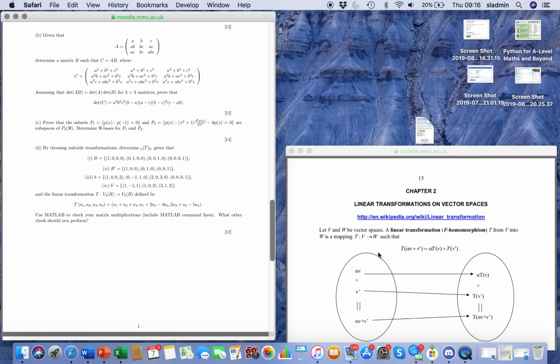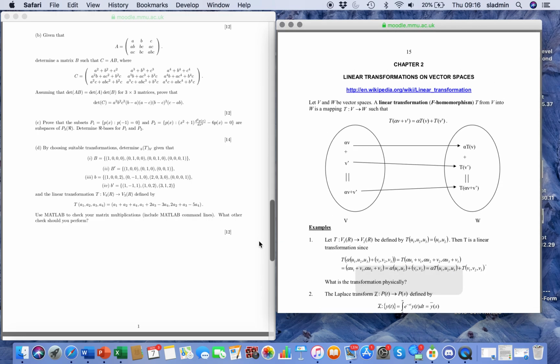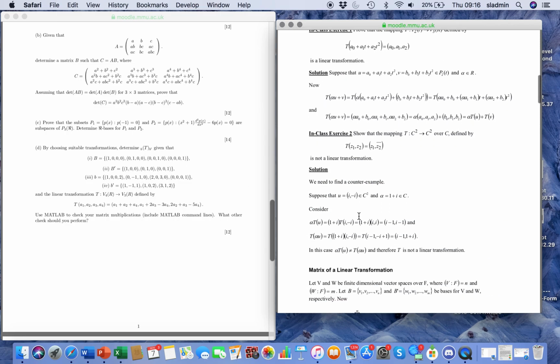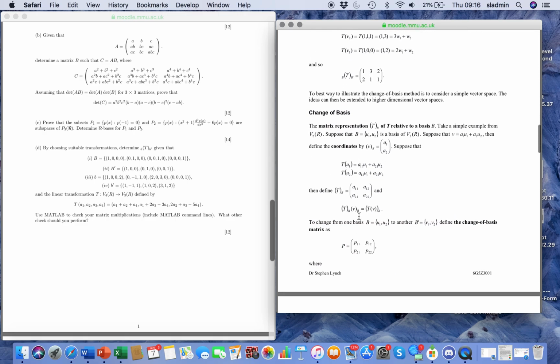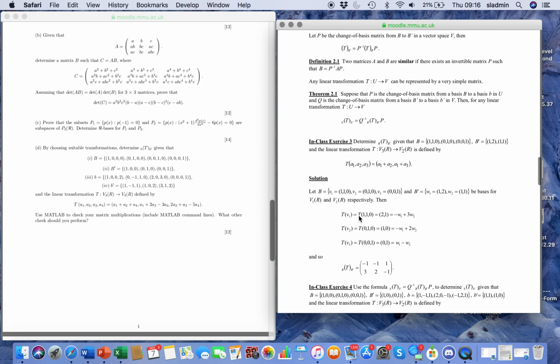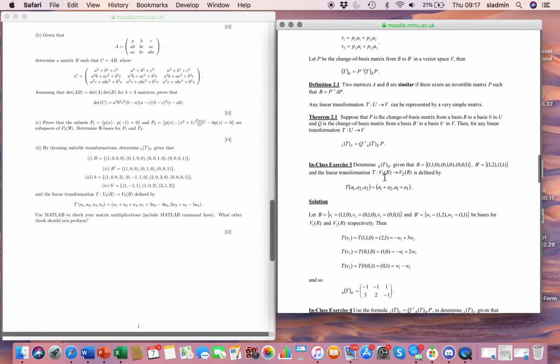And then part D is from chapter 2 on linear transformations, and we have to determine the matrix of a linear transformation, little b T b dashed. For this example, it's a change of basis, so we want to look at theorem 2.1. Little b T b dash is the inverse of Q times capital B T capital B dashed times P, and you'll see that there is a similar example on page 18.